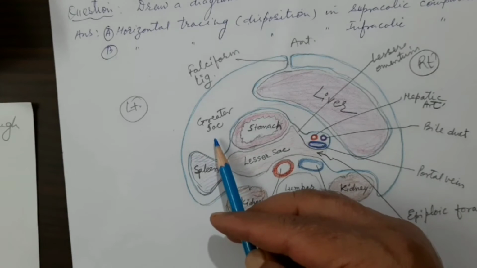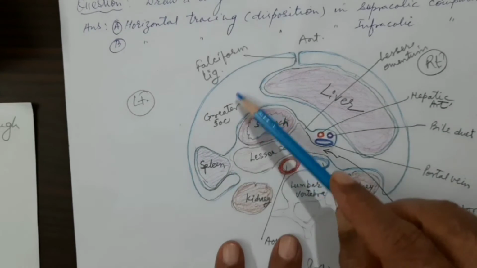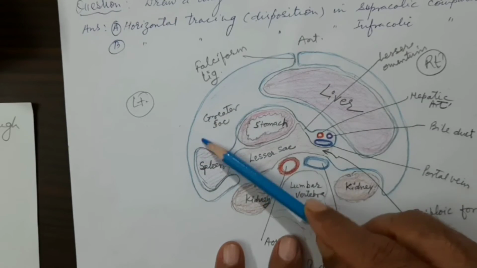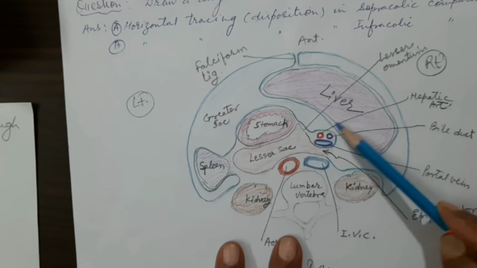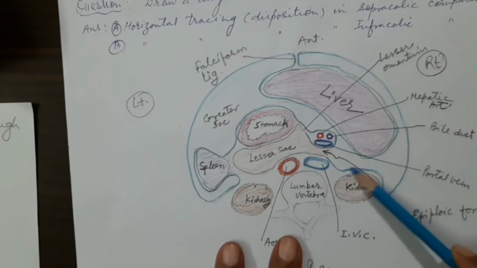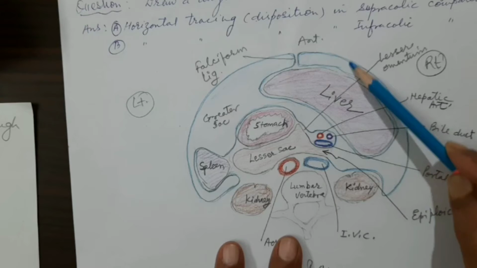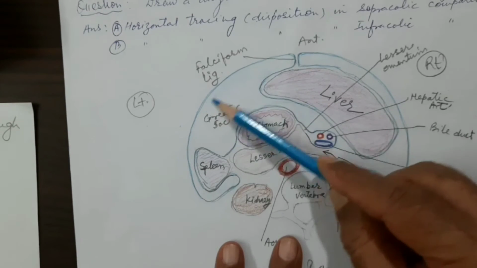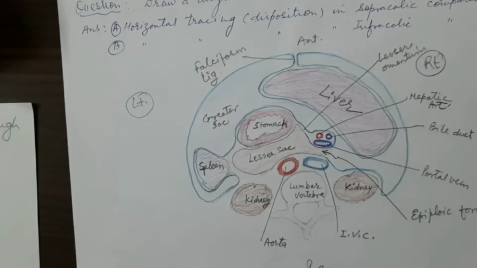See this, it is written here, greater. So I will shade the greater sac so it becomes clear. It is quite an extensive sac. This is all where I am tracing. This is all the greater sac. Now this blue shaded area is nothing but the greater sac. So I have traced this area in blue color starting from the falciform ligament.